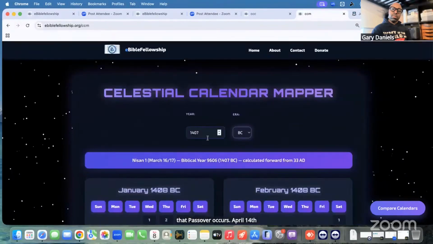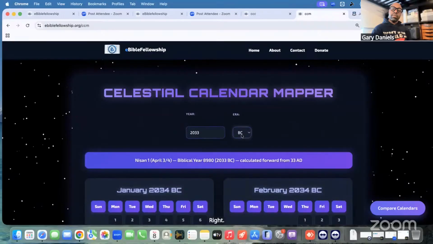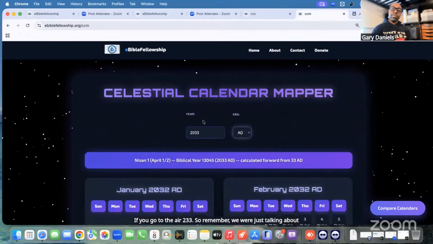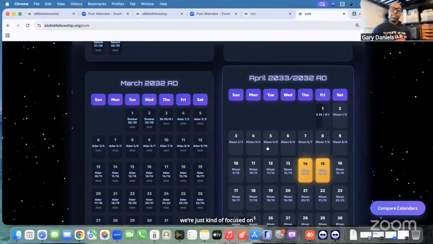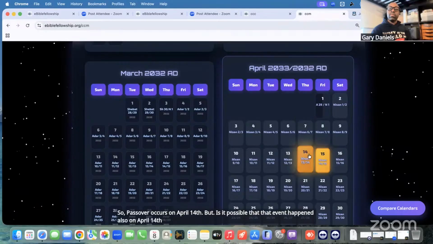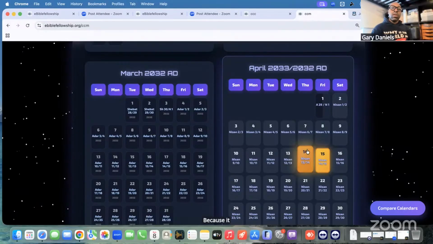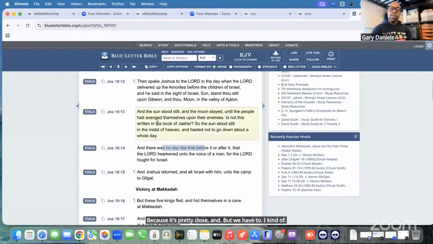If you go to the year 2033, remember, it's not that they're both Passover, we're just focused on the solar date. So Passover occurs on April 14th. But is it possible that that event happened also on April 14th? That's what I'm wondering. It's pretty close, but you just kind of have to look for more clues and see.